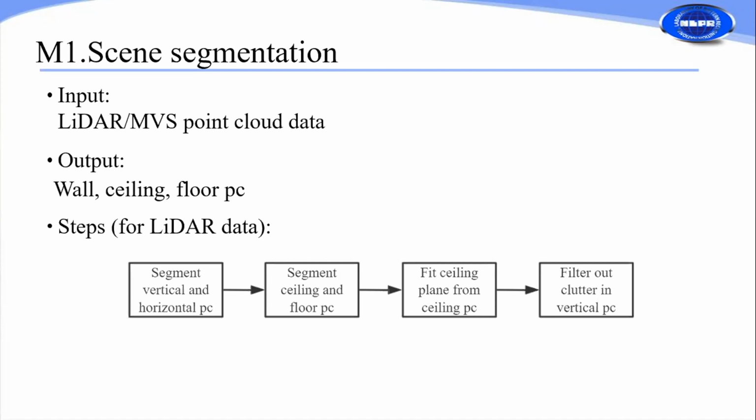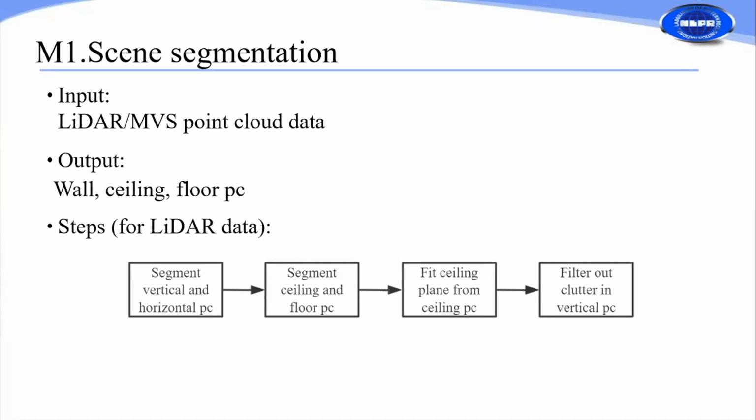Since all the data of the challenge is LiDAR point cloud, we only introduce the segmentation of it here. Specifically, we use an easy method to achieve this goal. First, we segment vertical and horizontal point cloud according to the normal information and compute the average height of the vertical point cloud, and segment the ceiling and floor from horizontal point cloud according to this height.